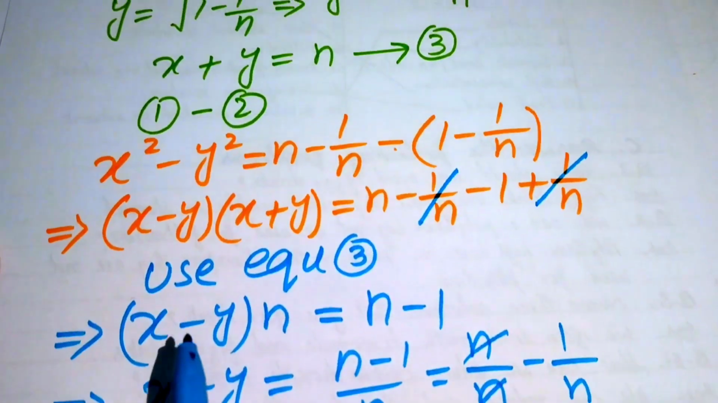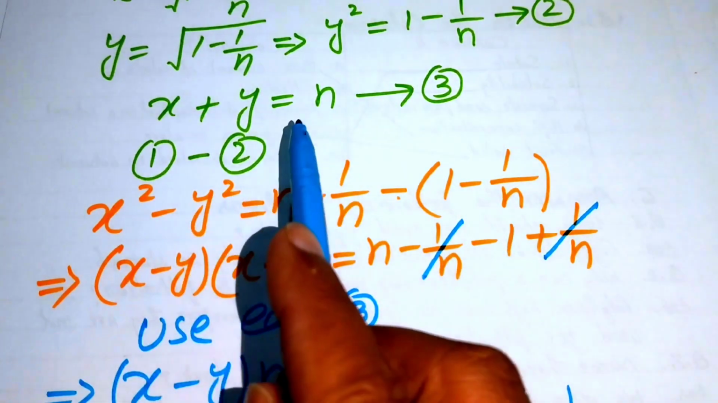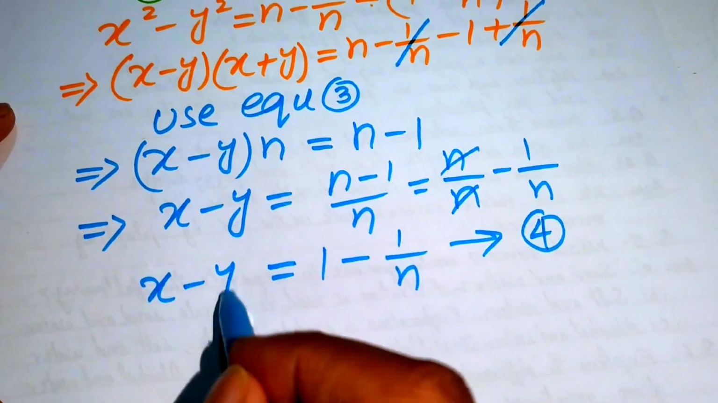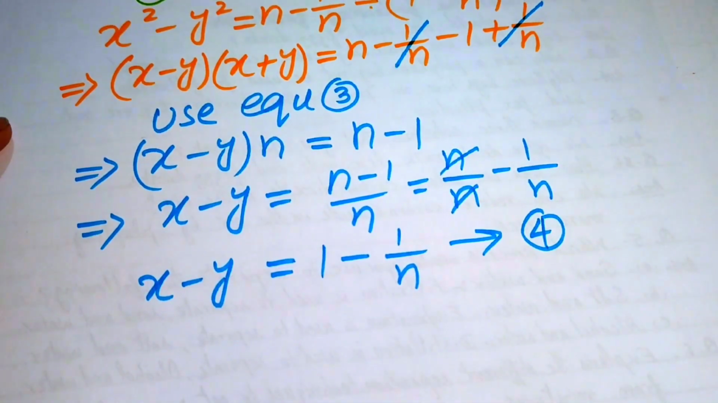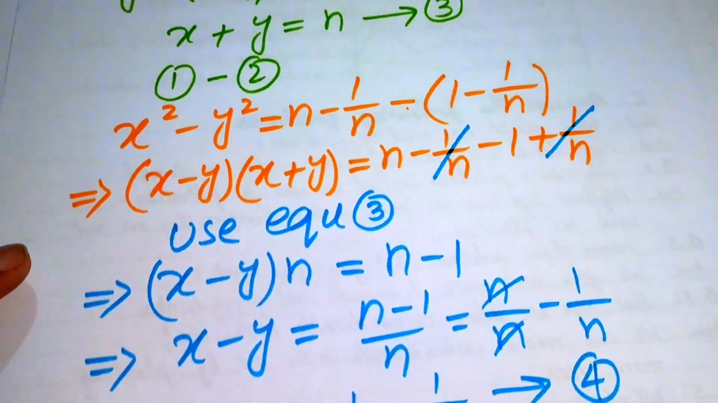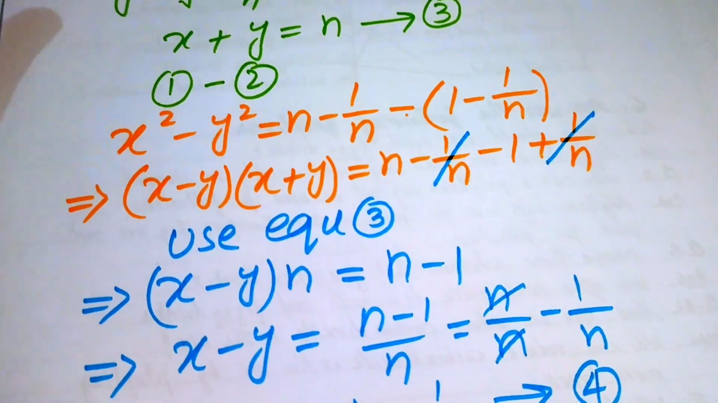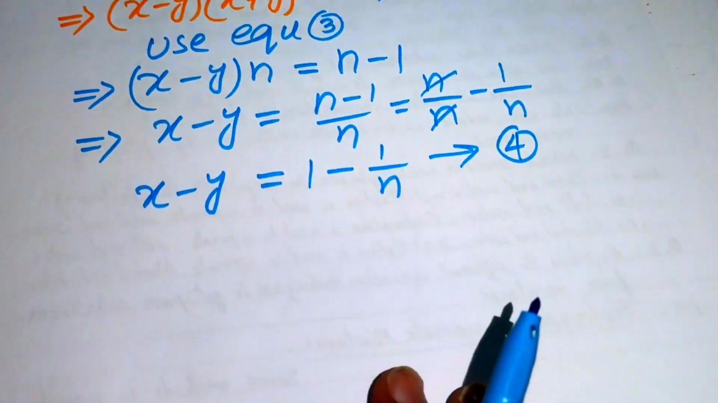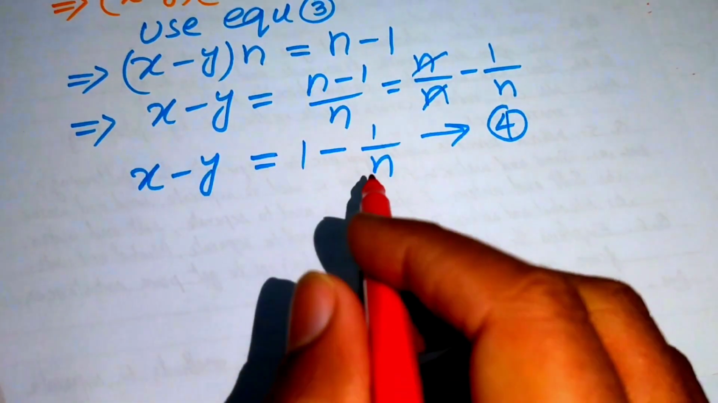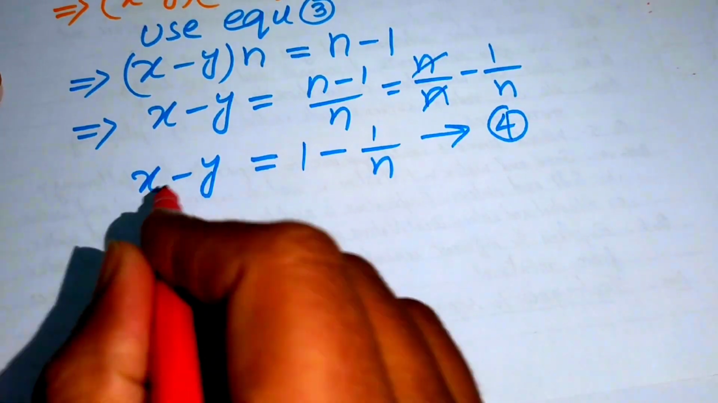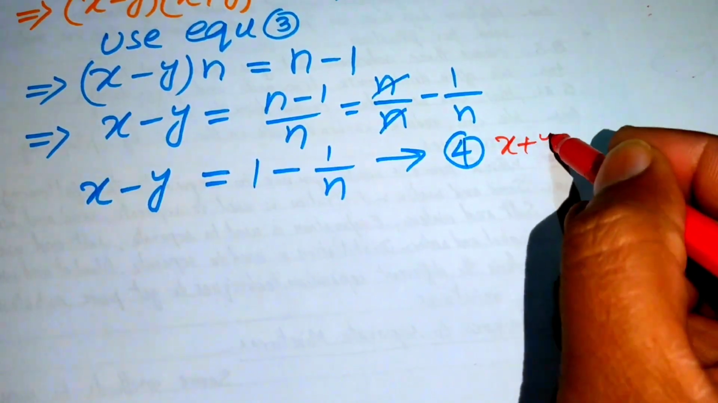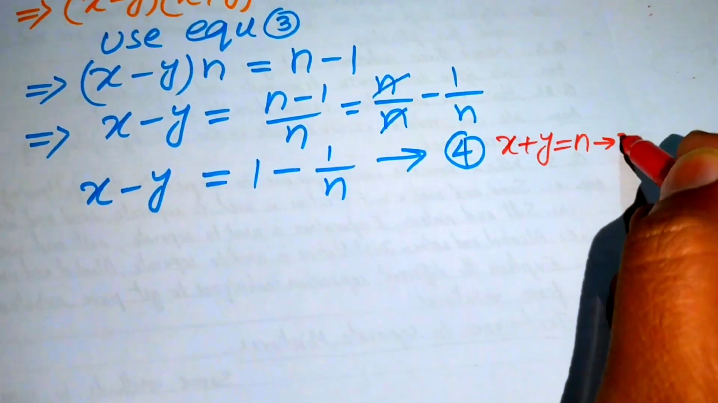So here we have equation number 3, x plus y equals n, and equation number 4, in which we have x minus y equals 1 minus 1 over n. And now we focus on equation number 3 and equation number 4, and we find the value of x or y. If we add equation number 3 and equation number 4, then we get the following. First I write our equation number 3 in this form, x plus y equals n.